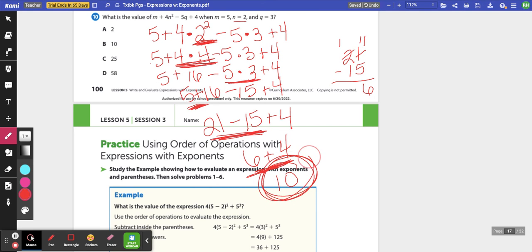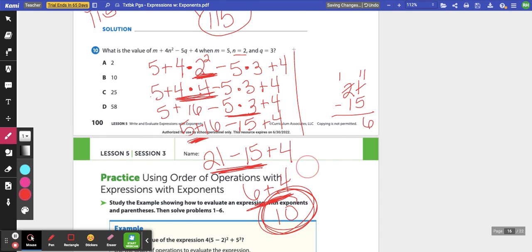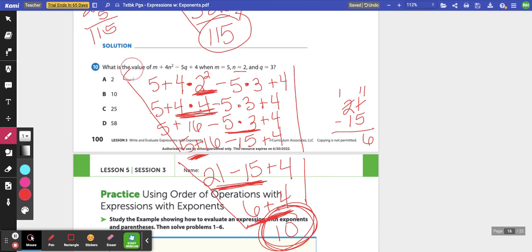So this should be our answer. Notice this is a big old piece of slice here. Whee! This is the Big Mac Daddy Supreme.